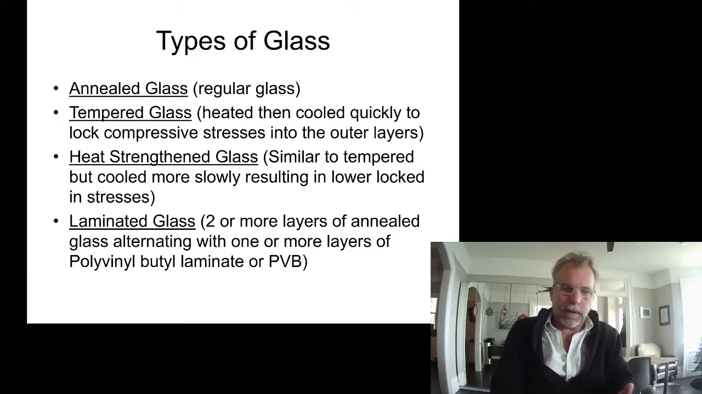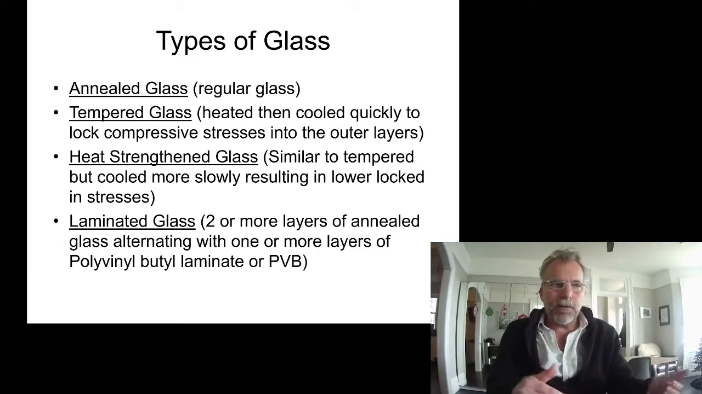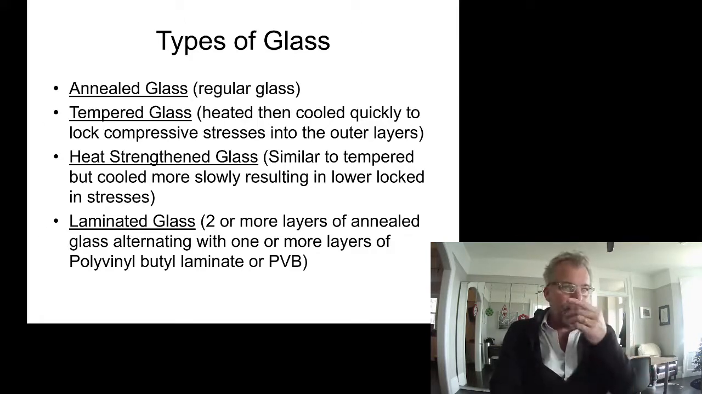Heat strengthened glass is somewhere in between tempered and annealed glass. Tempered glass poses problems and is very difficult to work with, for reasons that I'll talk about in a minute. So heat strengthened glass gives you better strength characteristics than annealed glass, but it doesn't have the vulnerabilities of tempered glass. And then we can have laminated glass.